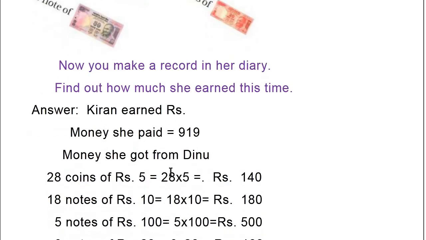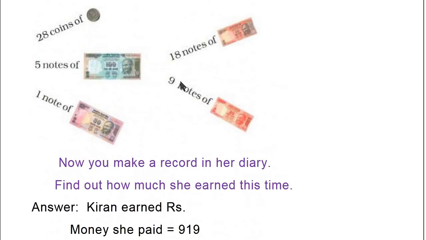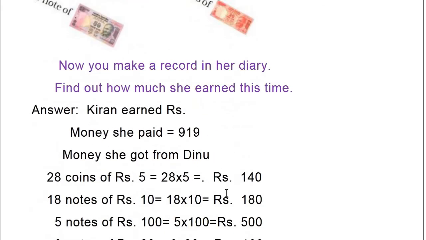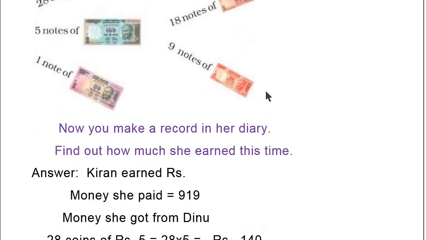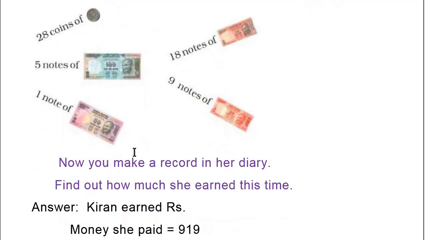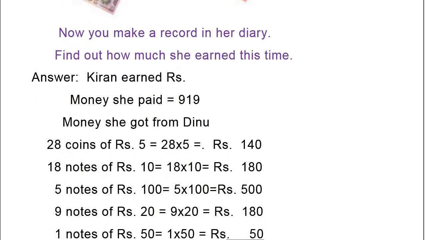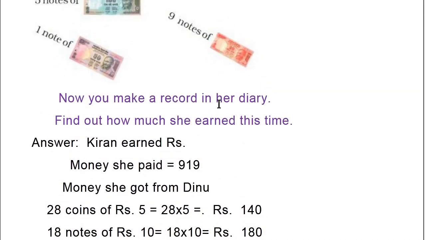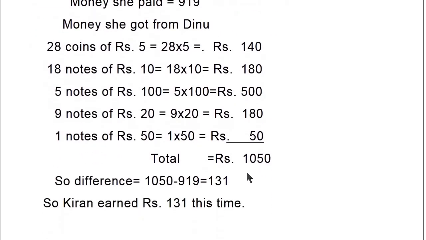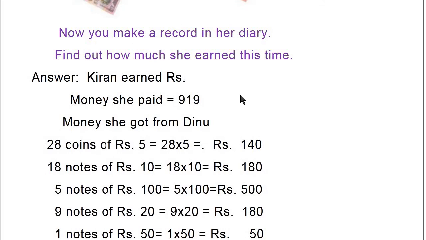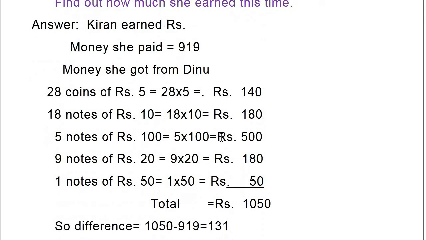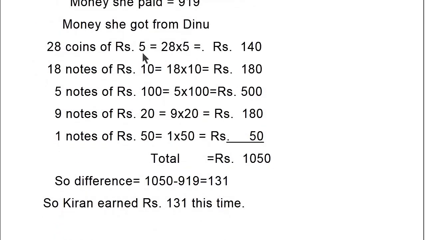28 coins of 5 rupees, then 140 rupees. Afterward, 18 notes of 10 rupees, then 180 rupees. Afterward, 5 notes of 100 rupees, then 500 rupees. Afterward, 1 note of 50 rupees, then 50 rupees. And 9 notes of 20 rupees, then 180 rupees. So total 1050 rupees Kiran got from Dinu. Kiran paid 919 rupees. Money she got from Dinu is 1050 rupees.